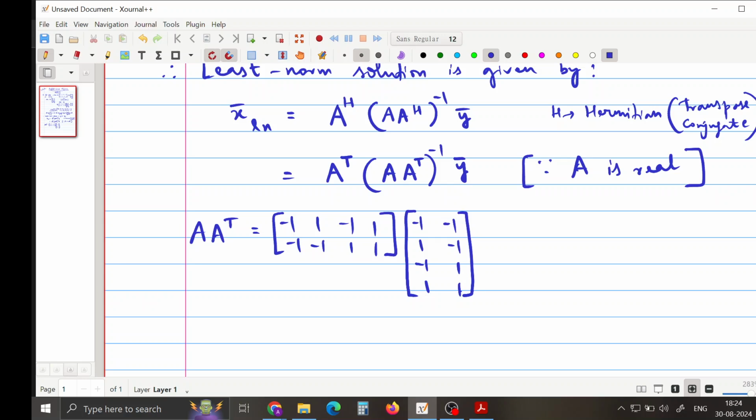So now this is a 2 cross 4 and this is a 4 cross 2, so the resultant would be a 2 cross 2 matrix, and we know how to multiply matrices hopefully. And if you actually compute this, you will find this is equal to 4004, which is the same as 4 times your 2 cross 2 identity matrix.